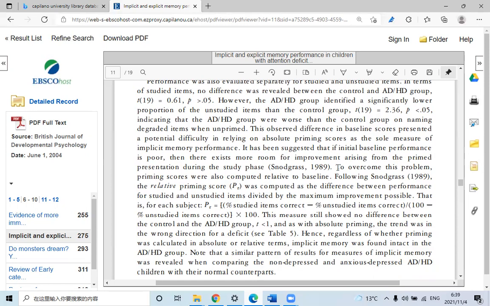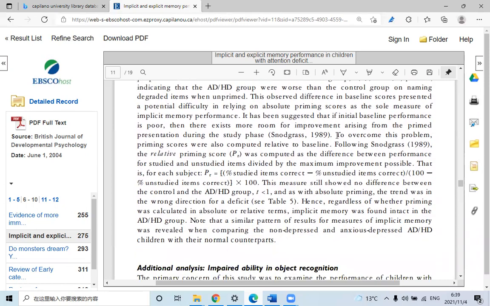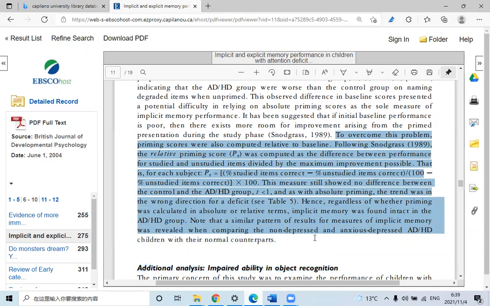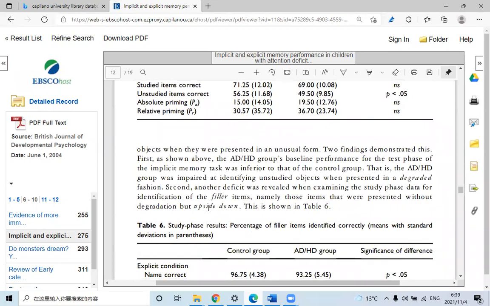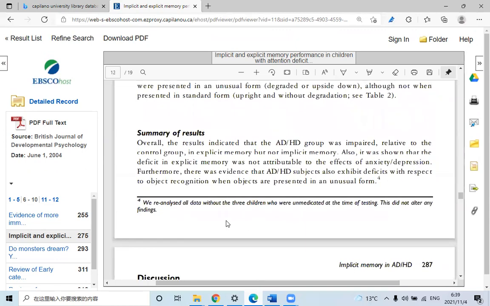Because of this complication about the baseline differences, they calculated another score. They calculated a relative priming score. That's a detail I'm going to ignore. The focus is on how you measure implicit and explicit memory. It seems that this paper is understandable and it demonstrates the difference between measurement of implicit memory and explicit memory.